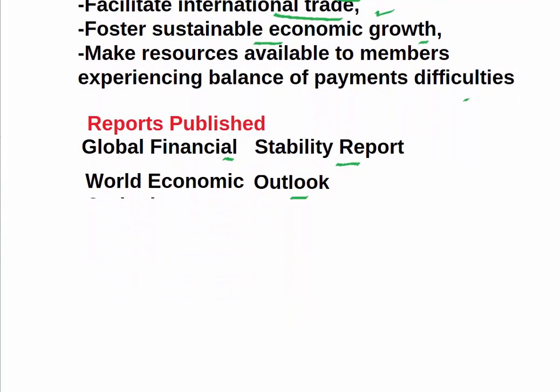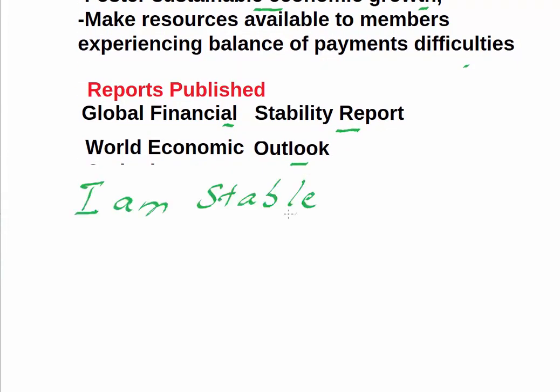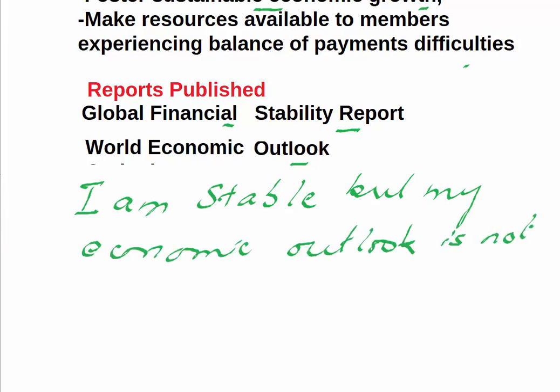To remember these 2 reports, I have made a sentence. I am stable, but my economic outlook is not. Means I am going through a financial crisis, but in that also I am stable, mentally stable, but my economic outlook is not. From IMF, from Stability Report, Global Financial Stability Report, and from Economic Outlook, World Economic Outlook Report. So this was the trick for IMF.